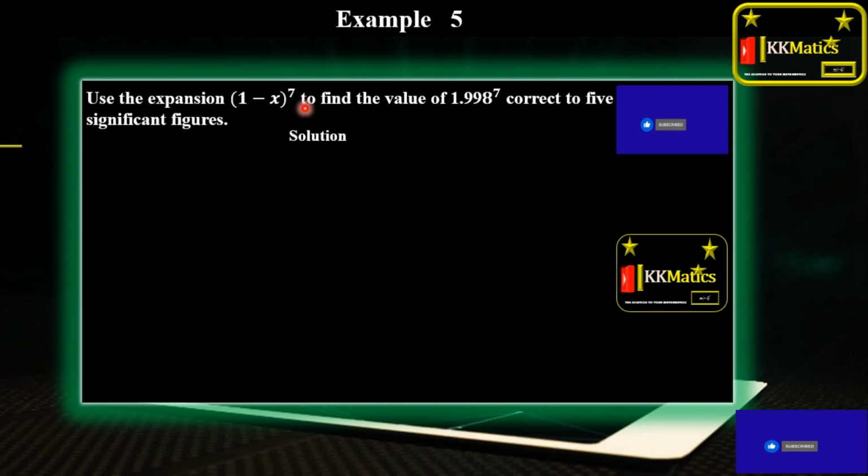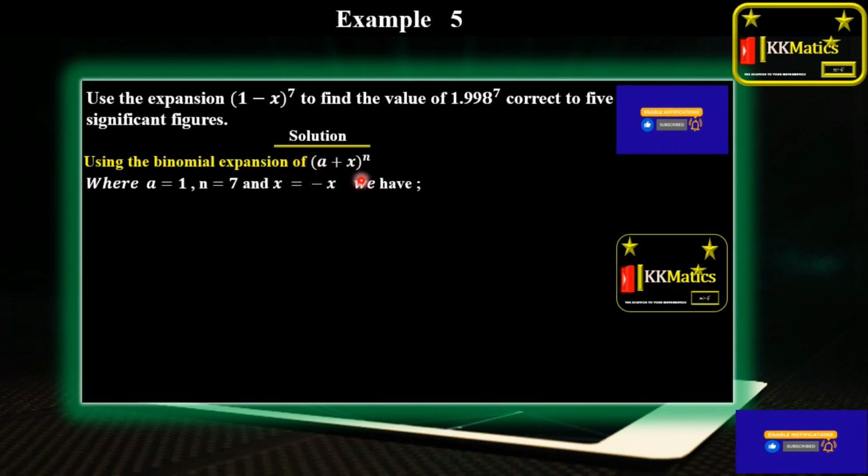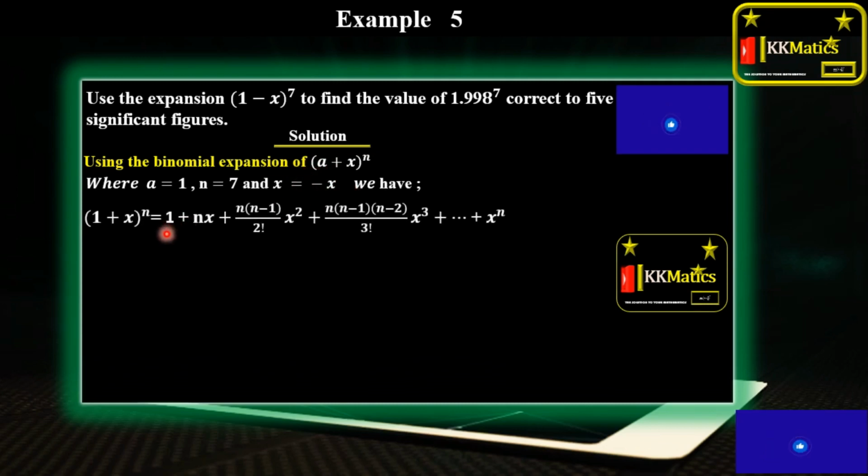Solution. Using the binomial expansion of (a + x) all raised to the power n, obviously we know our first term in this particular expression is 1, our n is 7, and our x is minus x. As we said earlier, whenever you come across a minus, be very cautious of it and keep your eyes on it, because students normally make mistakes whenever there's a minus sign. So by this we have this expansion.